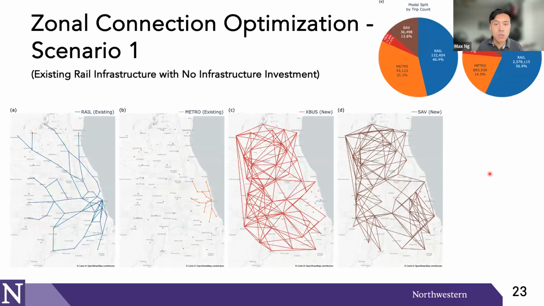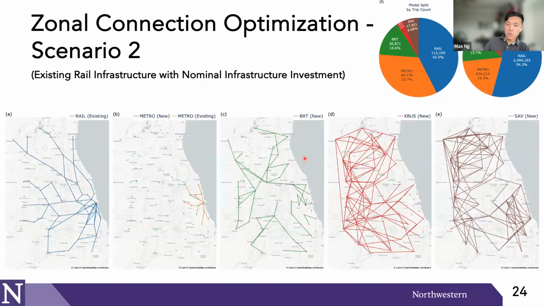Now let's look into the designed network. For scenario 1, we are only using the existing rail network, but we can redesign the bus network between zones and also the SAV. So you can see SAV captures around 14% market share by trip count and around 15% market share by distance traveled. And we have some express buses, which are around 5 to 8%.